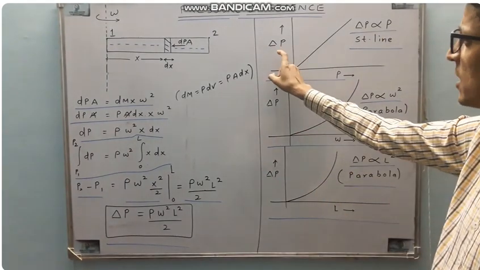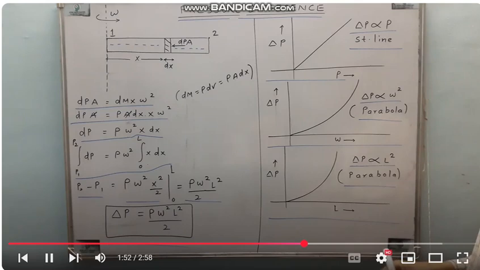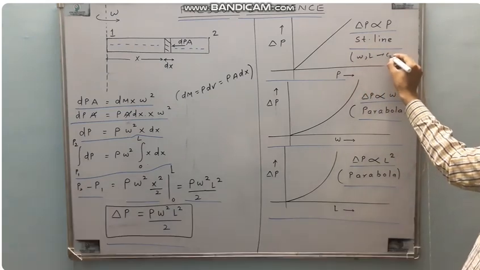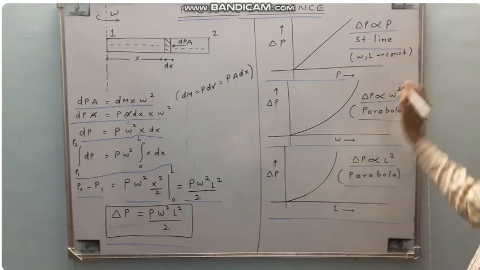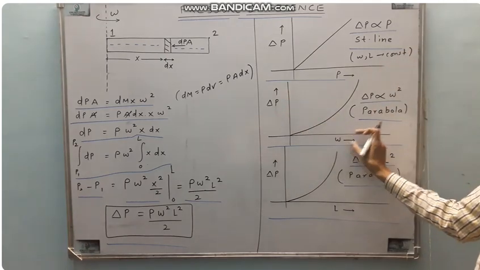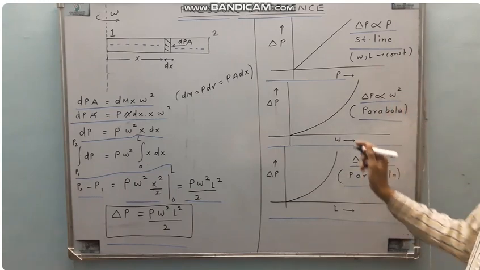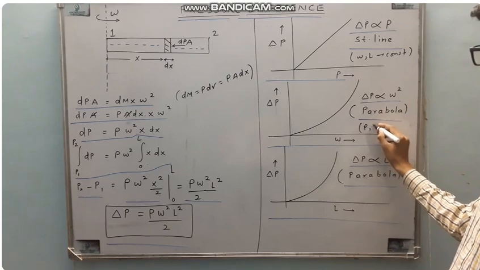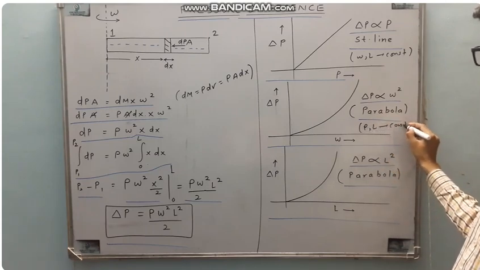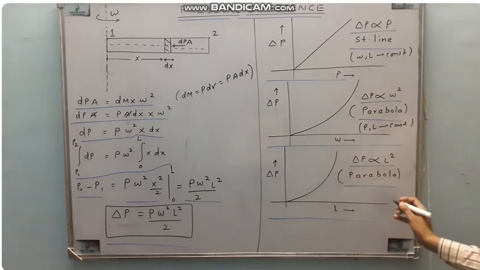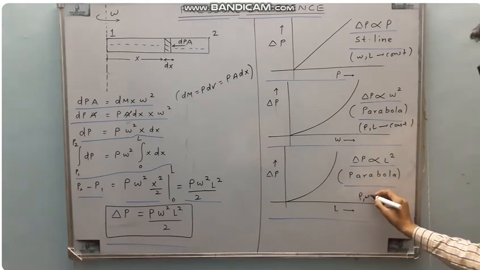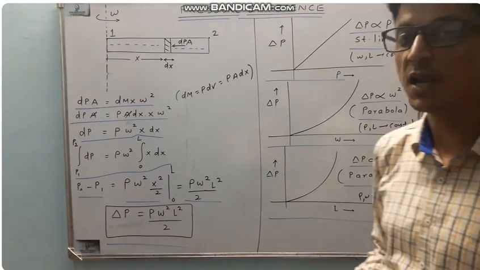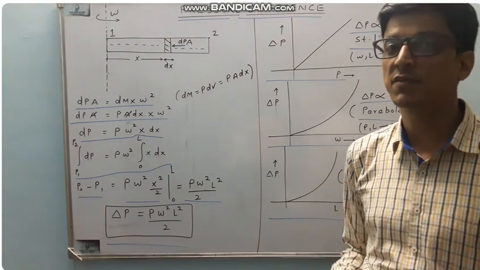Now let's see the graphs. The first thing is the graph between delta P and rho will be a straight line. Here we have assumed that omega and L are constant. Similarly, the graph between delta P and omega will be a parabola because it's proportional to omega square. Here we have assumed that rho and L are constant. Similarly, the graph between delta P and L will also be a parabola. Here we have assumed that rho and omega are constant. So in this way we can derive it, and we can also analyze them graphically.